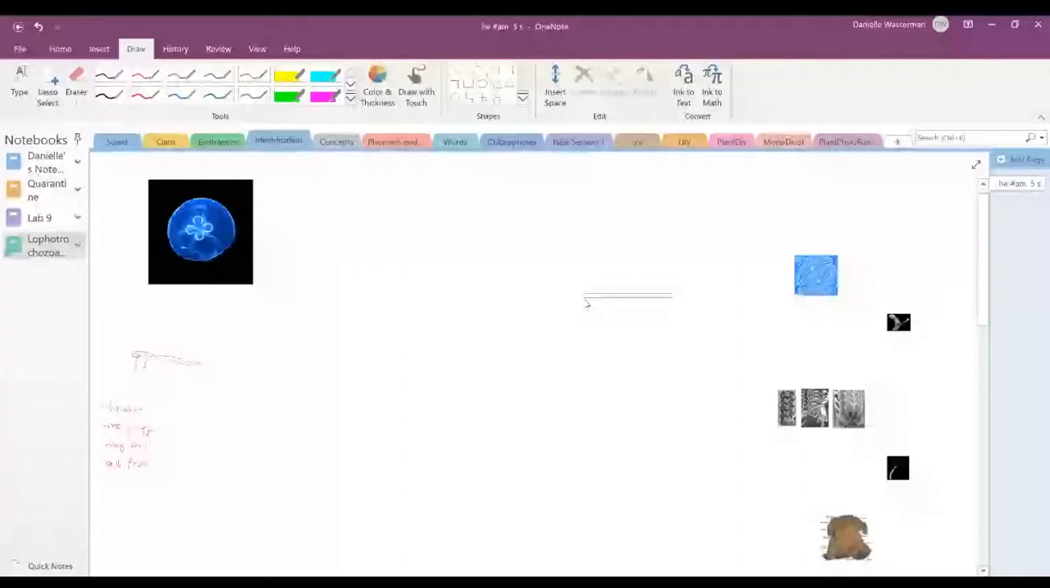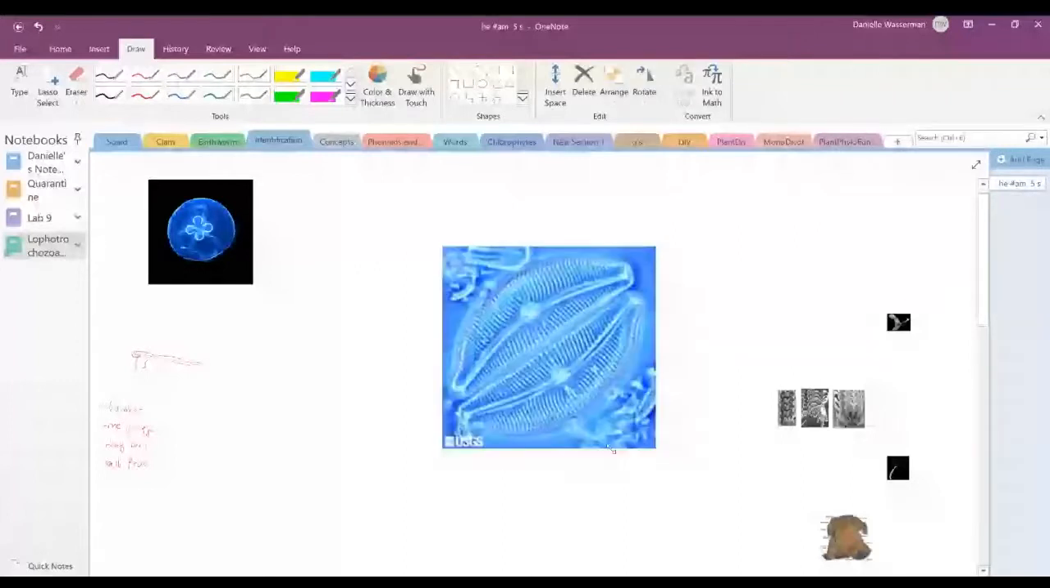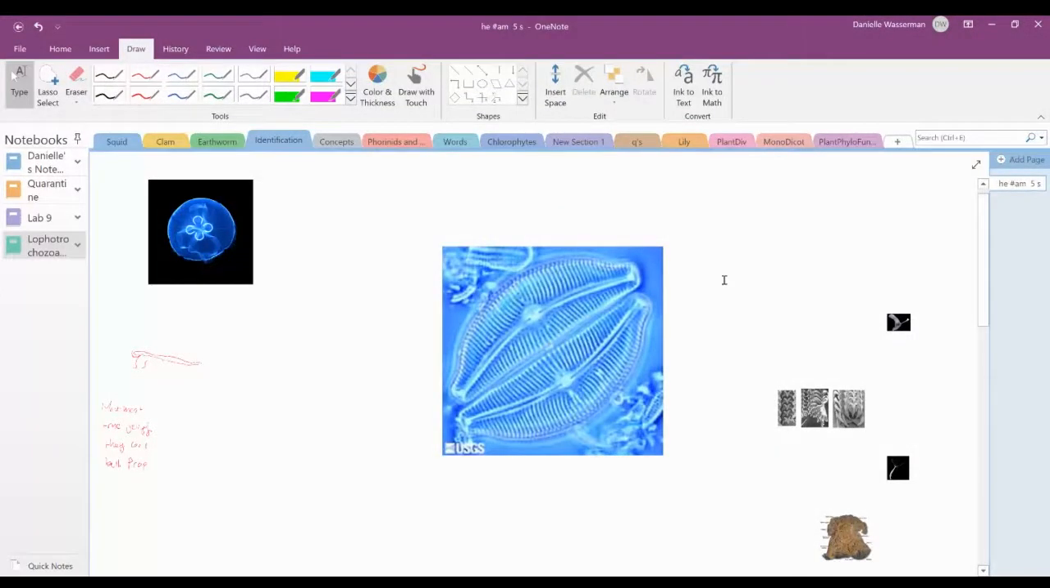You could get a picture like this and get the question, just what is this? What is this thing? Is it unicellular? Is it a protist? Is it a developing plant embryo? Is it a seed? Is it a moss spore? The answer is that it's a diatom. Diatom. So protist.